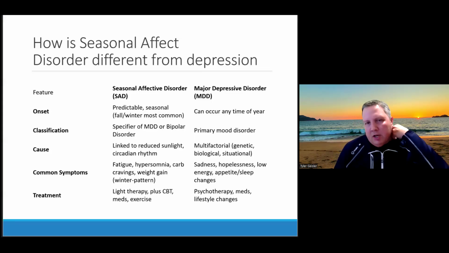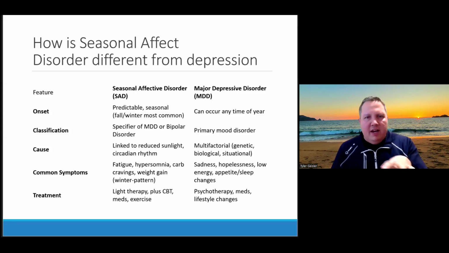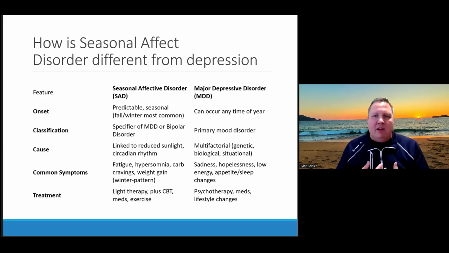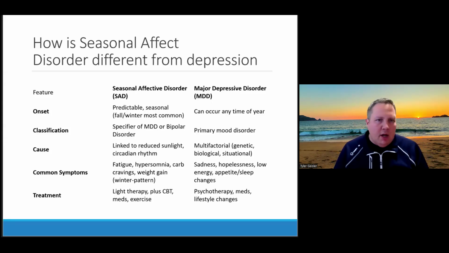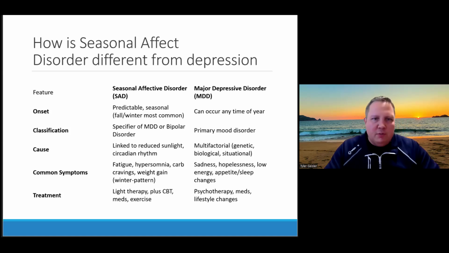So SAD and depression are kind of differentiated, right? SAD is onset, predictable. It's coming every fall and winter for those people that struggle, that live with it. Where major depressive disorder can happen year round. It's an illness that can come out of nowhere. So SAD is a specifier of major depressive disorder or bipolar disorder. Depression is more of just a mood disorder.